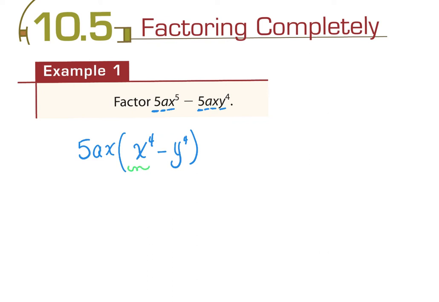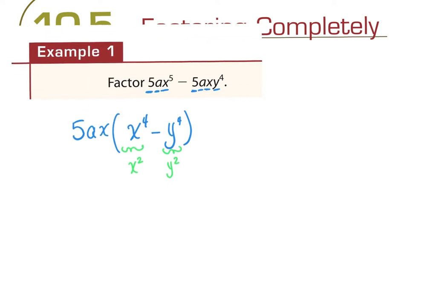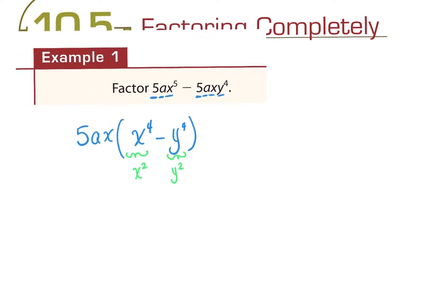What is the square root of x to the 4th? X squared. What's the square root of y to the 4th? Y squared. So I'm going to then move and do a plus minus of that. So I'm going to say 5ax, that's going to stay out here, and I have x squared plus y squared and x squared minus y squared.